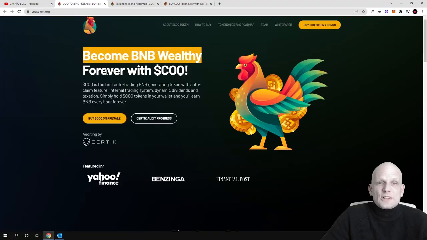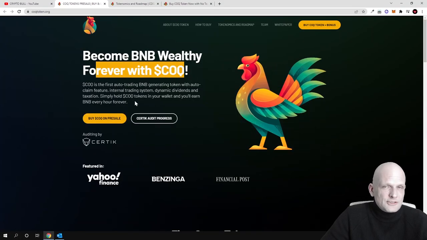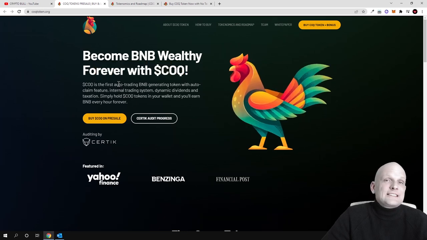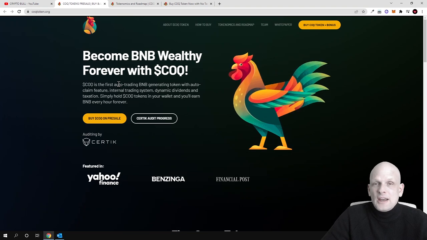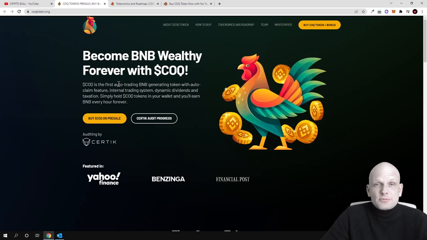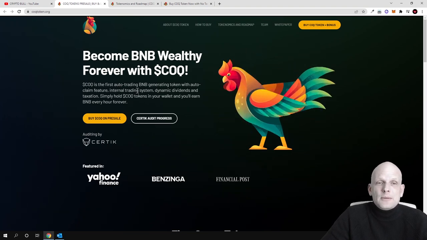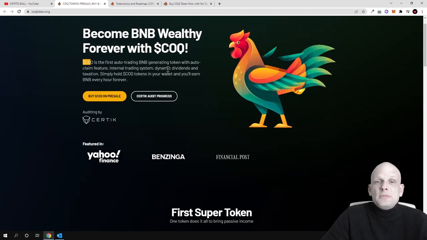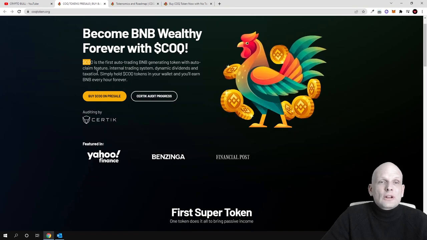Become a BNB wealthy forever with COQ. What this pretty much means, guys, is that if you are hodling this token in your wallet, and this is by the way built on Binance Smart Chain, you can make rewards in BNB. As we can preview here, COQ is the first auto trading BNB generating token with auto claim feature.